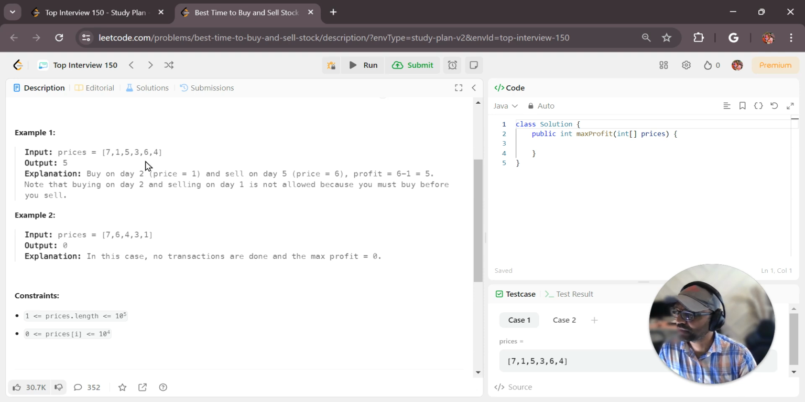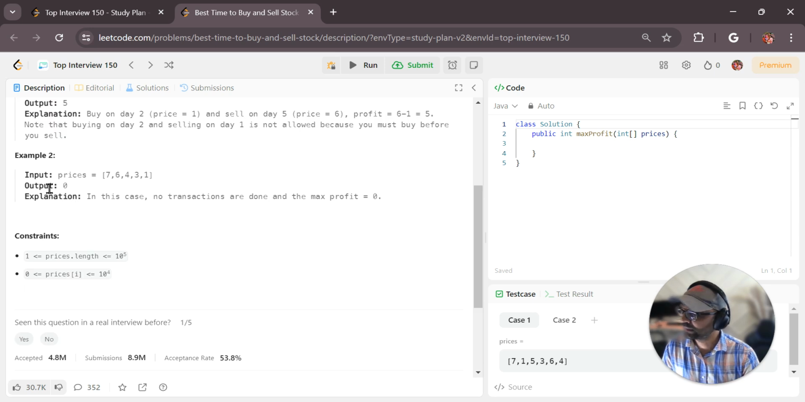Example 1, prices are 7, 1, 5, 3, 6, 4, and the maximum profit is 5. And that is achieved by buying on day 2, and selling on day 5, which is a price of 6. So that gives us a profit of 5. And I do not see any other combination which will give us a better profit, so that's the answer in that case. The second example is 7, 6, 4, 3, 1 with a profit of 0.